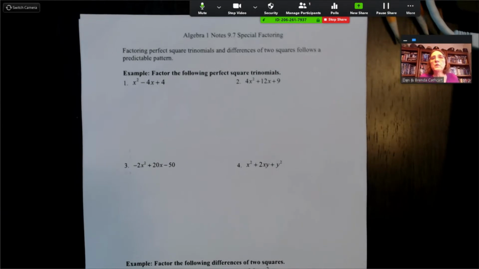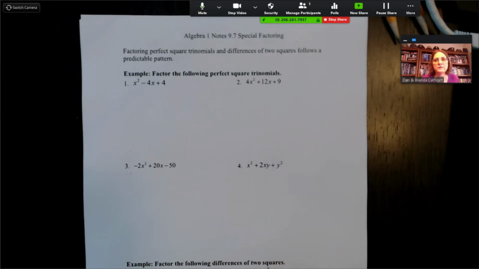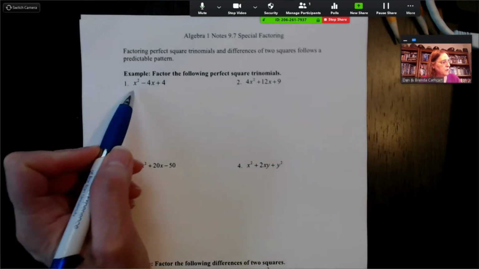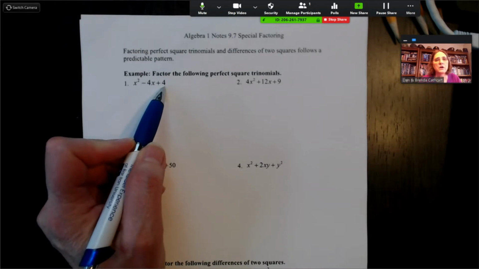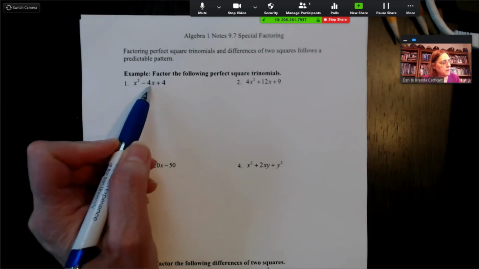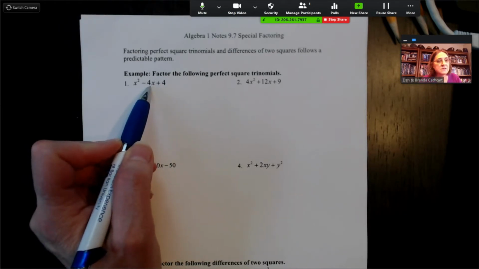This is an Algebra 1 class. Today we're going to be looking at special factoring when we have a perfect square trinomial or a difference of two squares. As we begin to factor, we know how to factor a trinomial, but we have a special situation here where the first term of our trinomial is a perfect square, and so is our last term. The middle term is going to be the sum of our outer and inner. Let's see how that works.